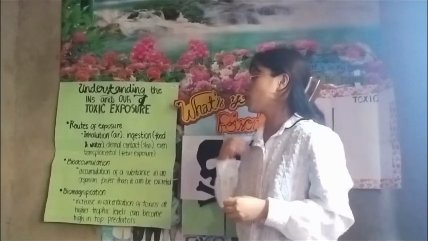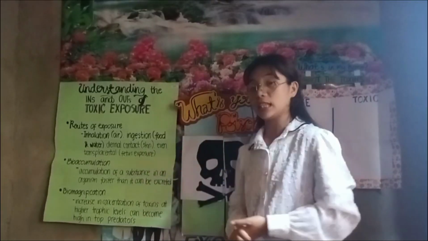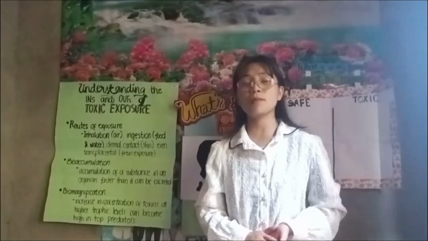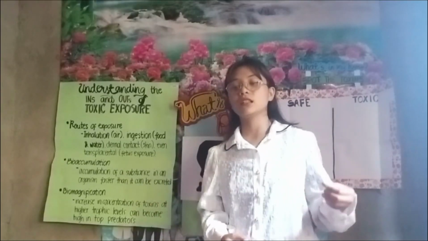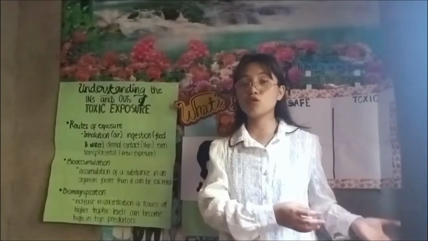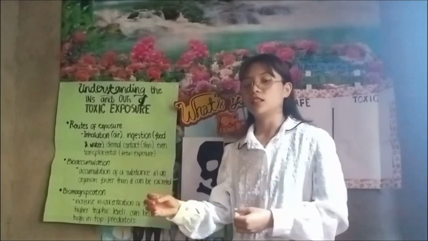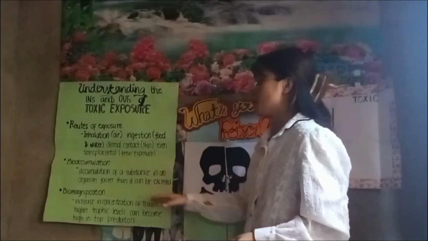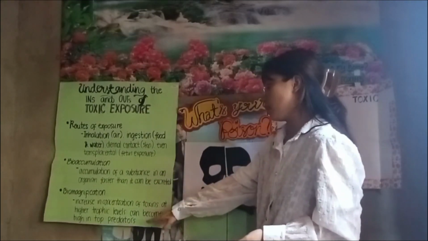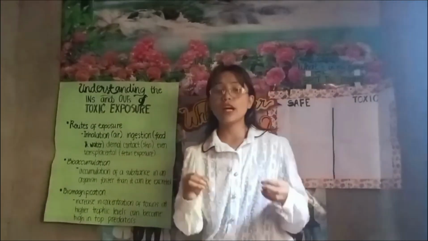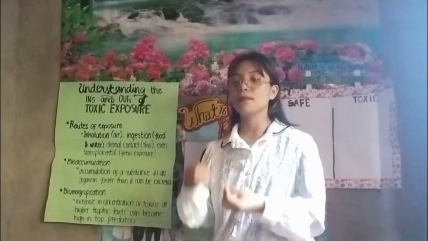So next is bioaccumulation. It is the accumulation of a substance in an organism faster than it can be excreted. So examples of bioaccumulation are DDT or the pesticides, and methylmercury, which accumulate in tissues over time. Methylmercury, I will discuss further later. Next is biomagnification. It is an increase in concentration of toxins at higher trophic levels, and it can become high in top predators. So even low environmental levels can become high in top predators.